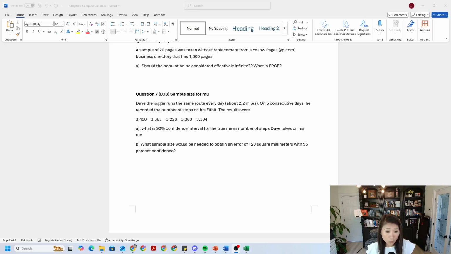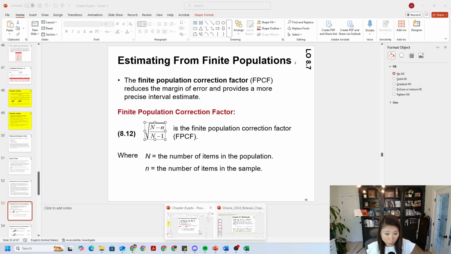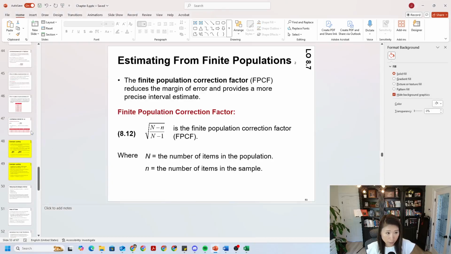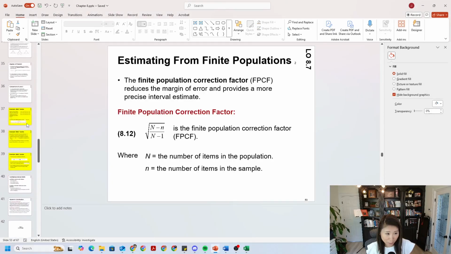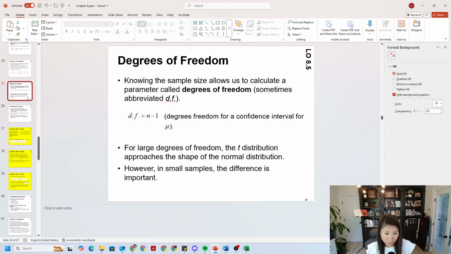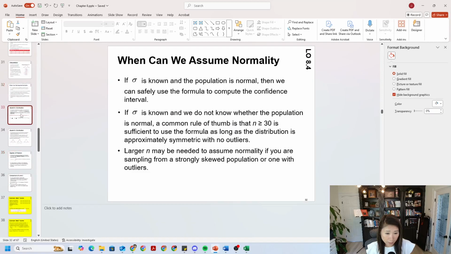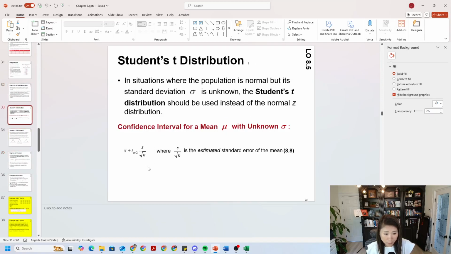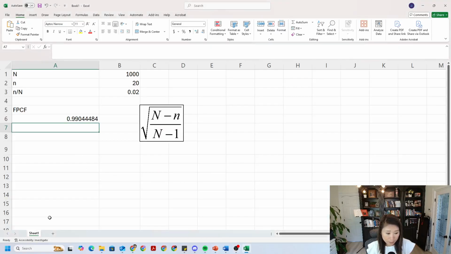So based on this sample of 5 observations, first we identify the sample mean. Second, we identify the sample standard deviation. After that, we use the formula for the confidence interval when we don't know sigma. So we're going to use the t statistic. If you don't remember, let me go back to the formula. Okay, so this is the formula we're going to use to calculate the confidence interval for part A.